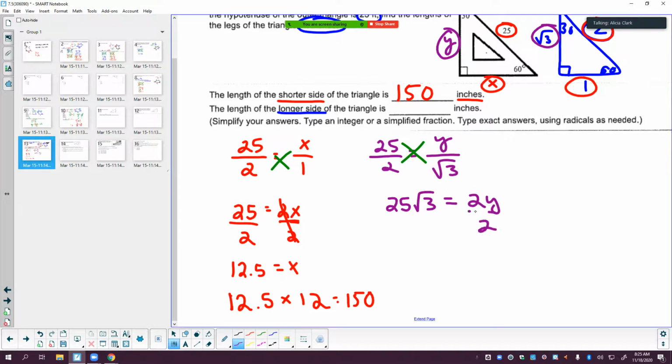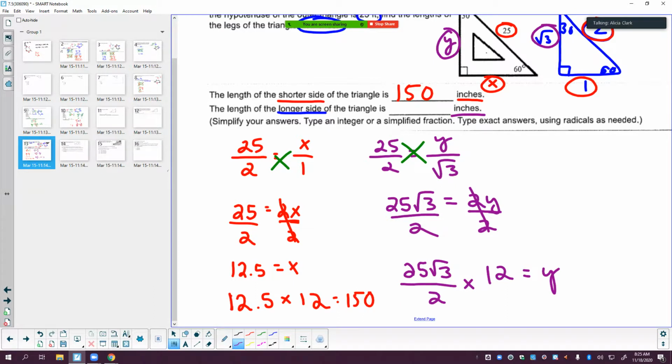Now, whenever I divide by 2, there isn't anything that can be reduced here. I can't reduce the 25 over 2, so that's how many feet that is: 25 square root of 3 over 2 feet. All of this can be typed into your calculator, and you have to multiply it by 12 to figure out how many inches it is, because again, it asks for it in inches, not in feet.